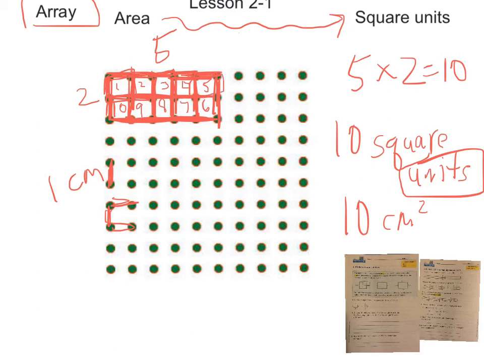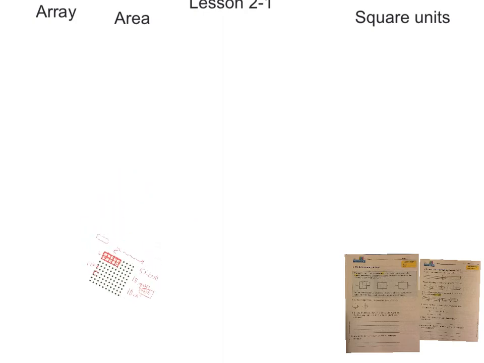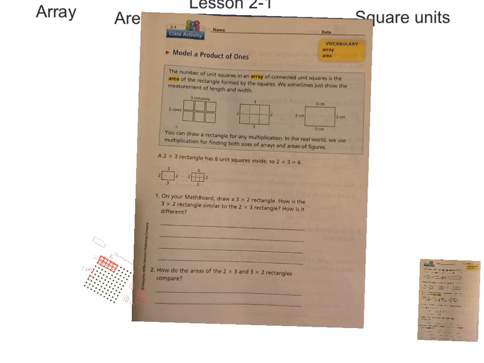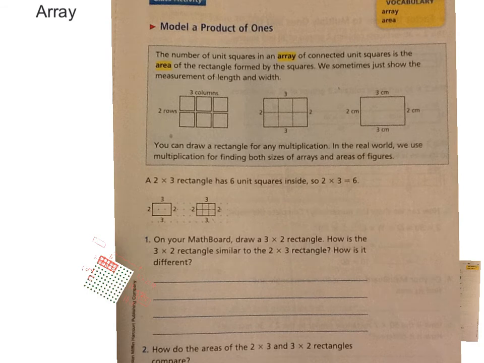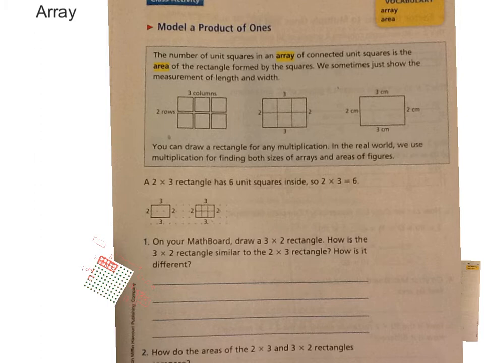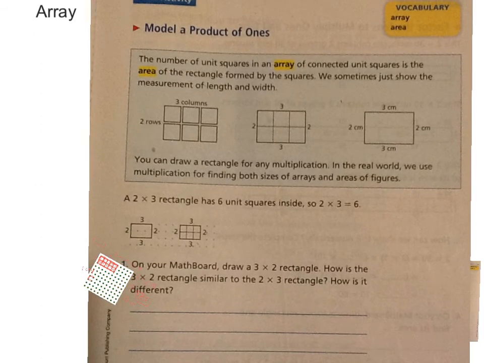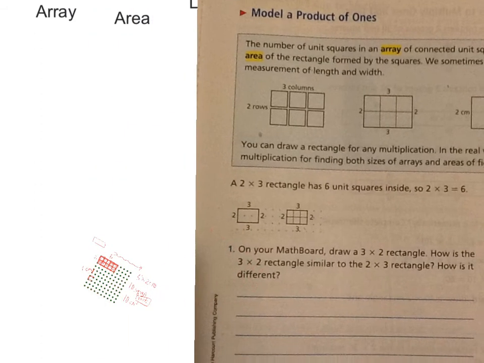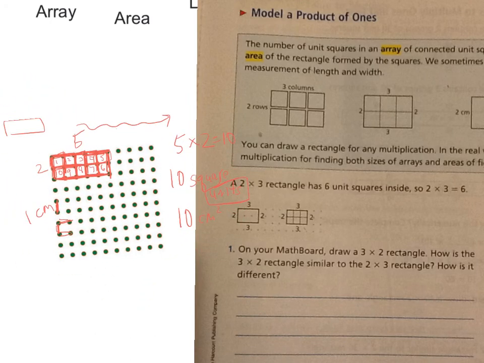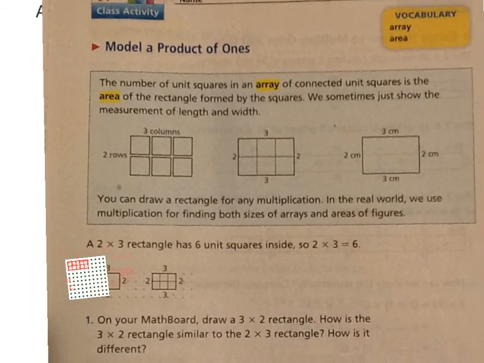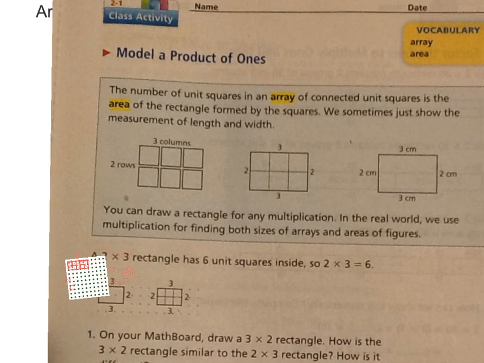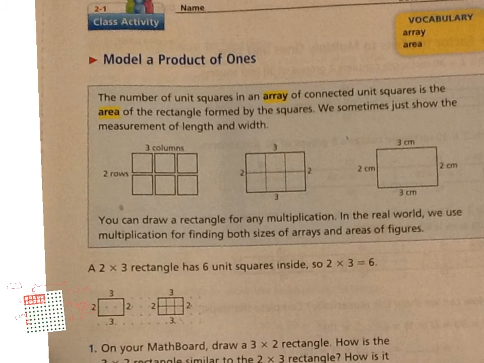So what I'm going to do is get rid of a lot of this. I'm going to shrink it down, get it out of the way. And I want you to turn to page 41 in your activity book. So if we talk about array, it says the number of unit squares in an array of connected unit squares. The reason why this was a little bit different is because there were dots, and then I turned the array into an array of squares. So we can still say array, but I don't want you thinking that it's dots. It's squares in this case.